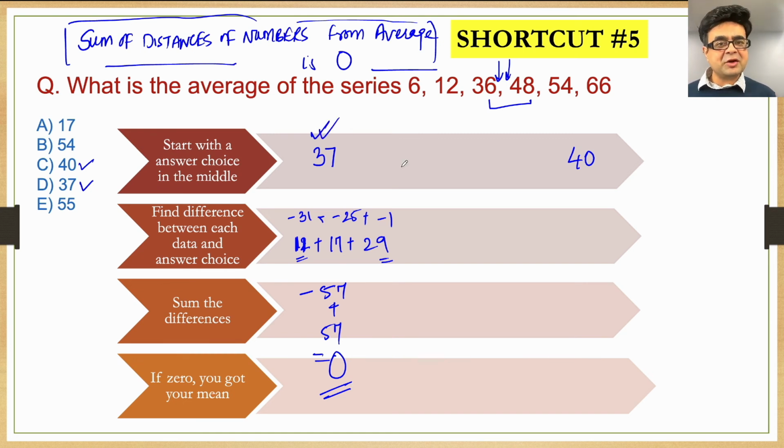However, let's see what would have happened if I had chosen 40 instead of 37 and moved on, because that was a fair choice and I could have gone that way as well. So let's do the same thing with each number in the series. Let's find the difference between them. So 6 minus 40 would be minus 34. 12 minus 40 would be minus 28. 36 minus 40 would be minus 4. On the other side, 48 minus 40 would be 8, plus 54 minus 40 would be 14, and 66 minus 40 would be 26. Quickly calculating, 28 plus 4 would be 32.